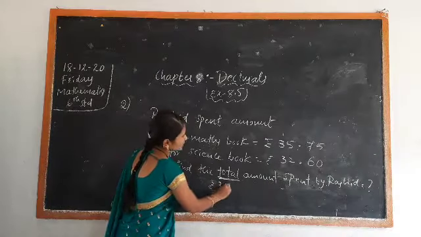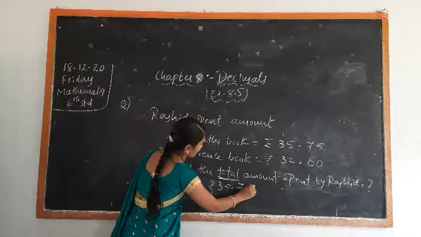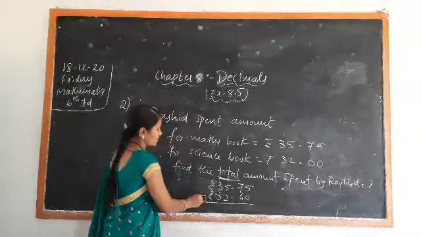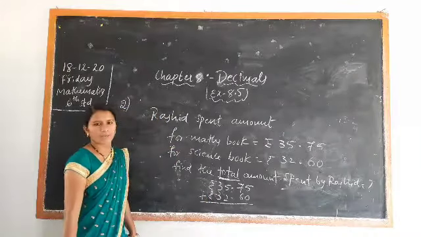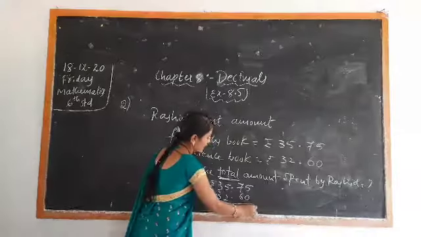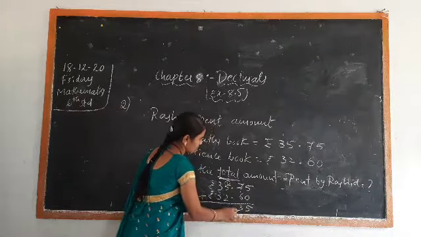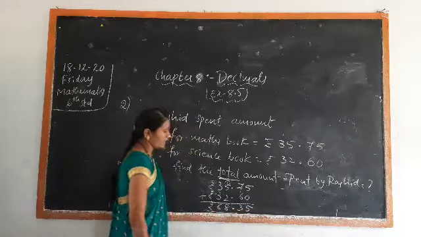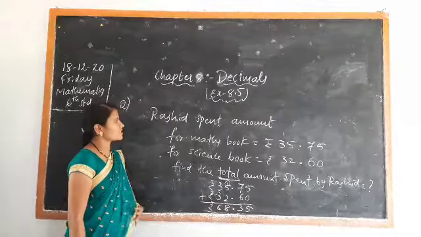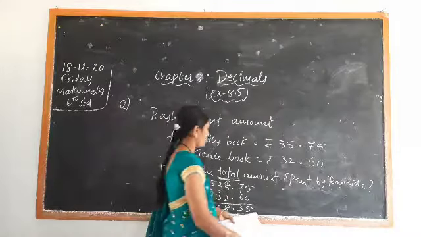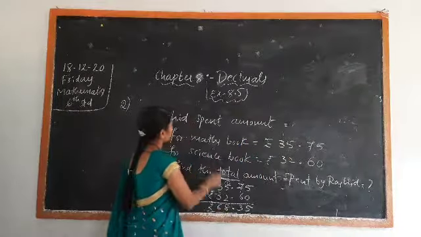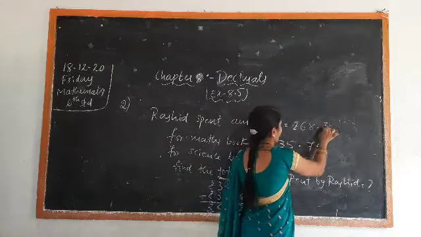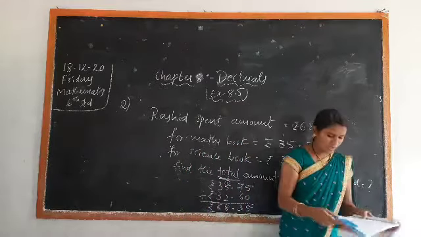Here, rupees 35.75 and rupees 32.60. You have to add these, and you will get the amount Rashid spent. What is there here? 5 and here 13. Here the decimal point, 8 rupees 35 paise. How much did Rashid spend? Rashid's spent amount is equal to the last sentence. You have to write this after it. Rashid spent an amount equal to rupees 68.35. Like that you have to solve.